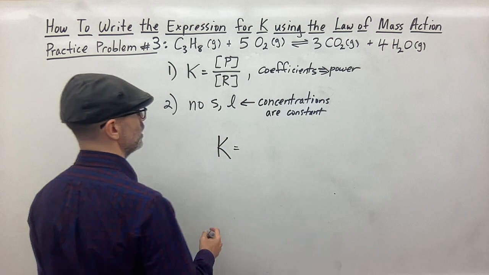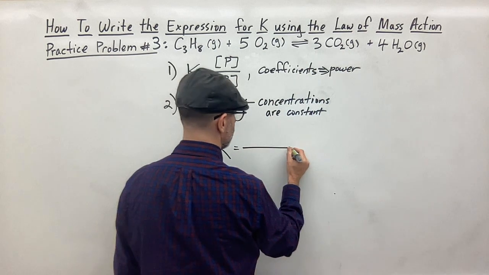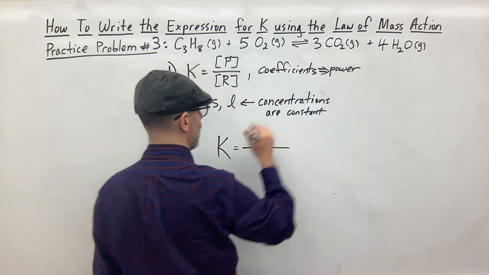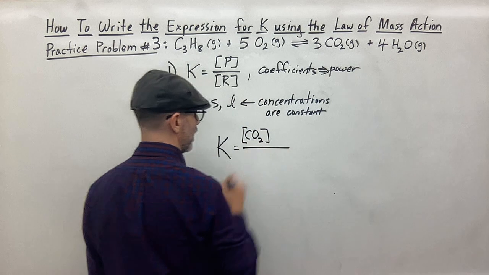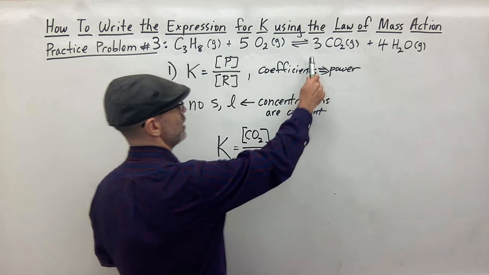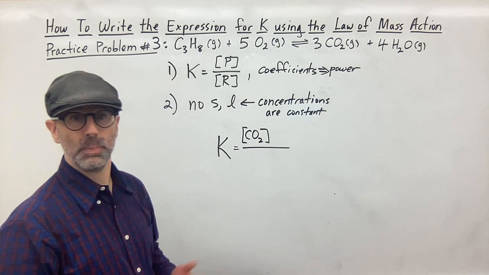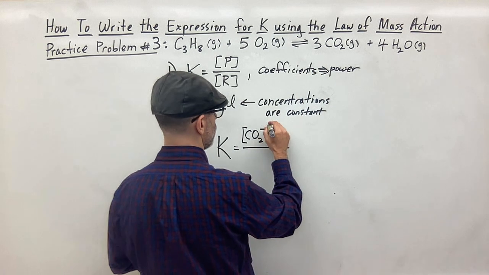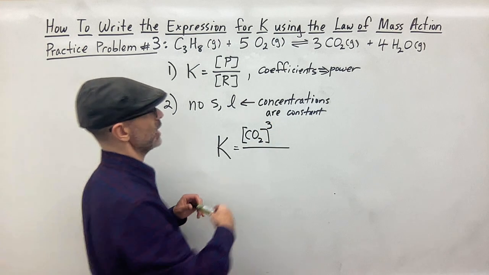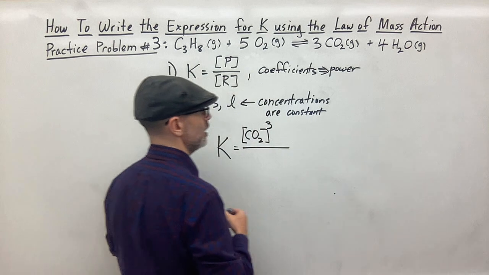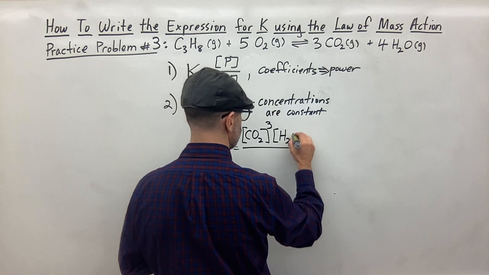So let's go ahead and write the expression for K for this reaction. K is then going to be equal, as I said, products over reactants. So we'll do the products first. Here we have carbon dioxide, so we'll write the concentration of carbon dioxide. We know it has a coefficient of 3, so we write the power of 3 here. We're going to raise this concentration to the power of 3. Next we have water vapor, gaseous water, so we're going to write the concentration of H2O.